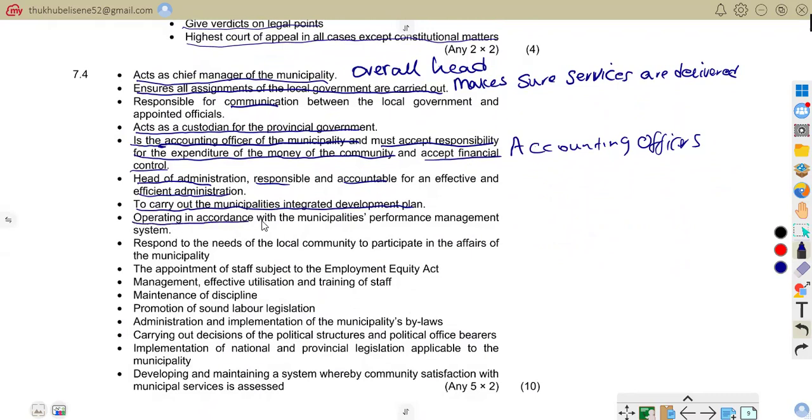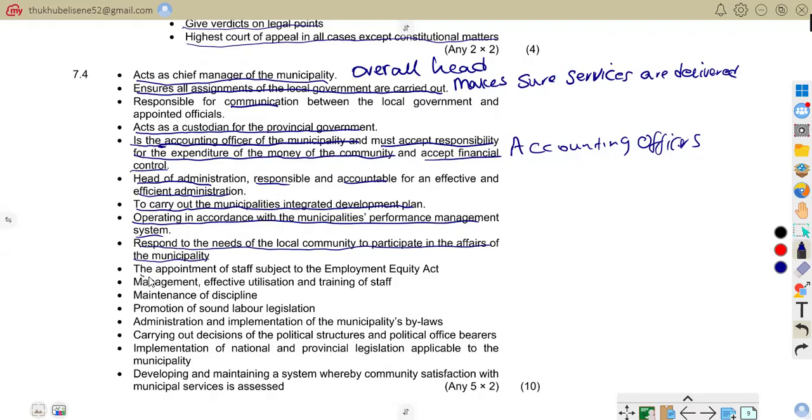Also operating in accordance with the municipality performance management system. So that is that. Also respond to the needs of the local community and participate in the affairs of the municipality. So they are going to respond to the needs of the local community and participate in the affairs of the municipality. They have to make sure that they maintain discipline.